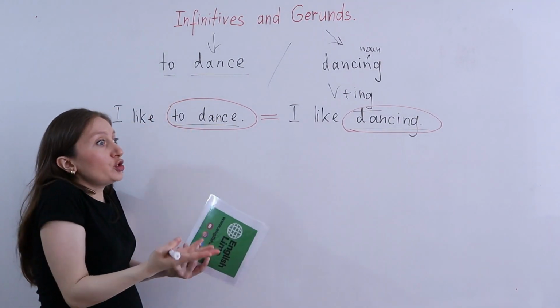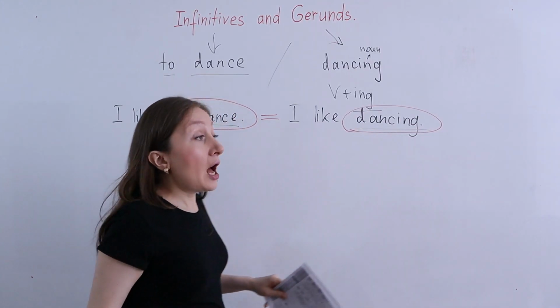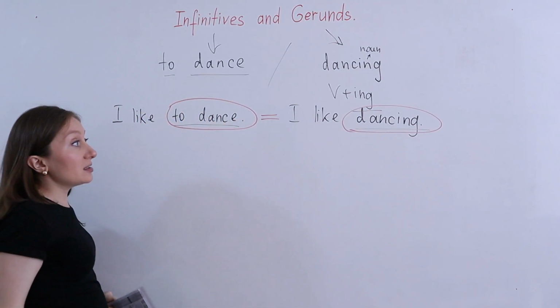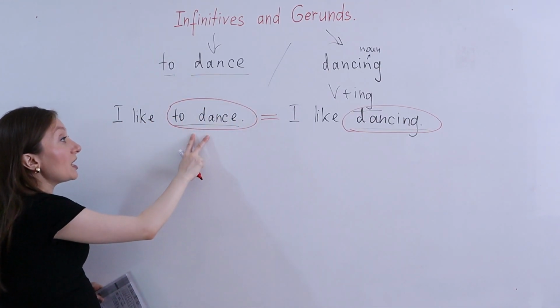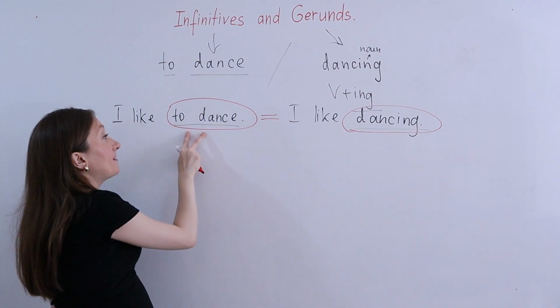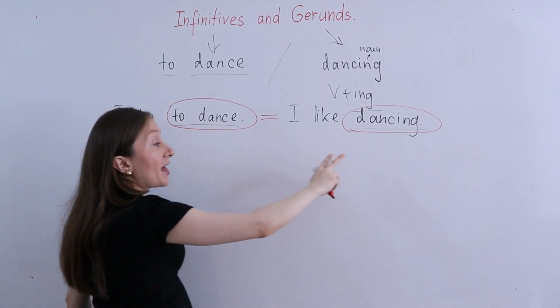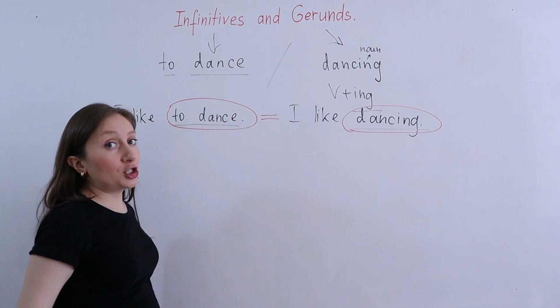I like to read. I like reading. I like to swim. I like swimming. This is infinitive with to, and this is gerund, verb ing.